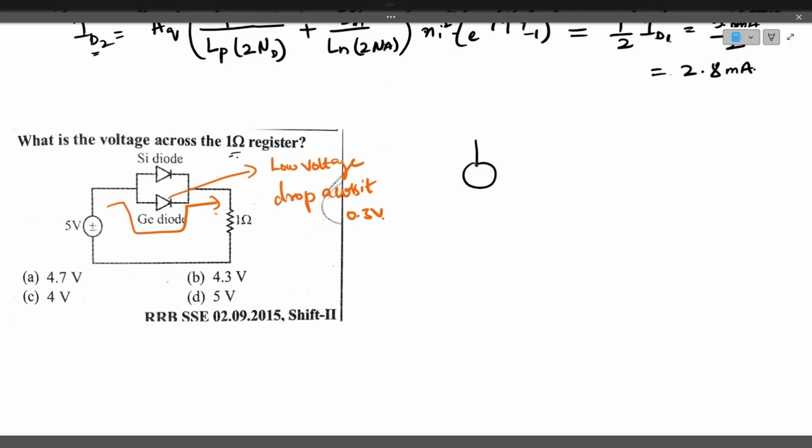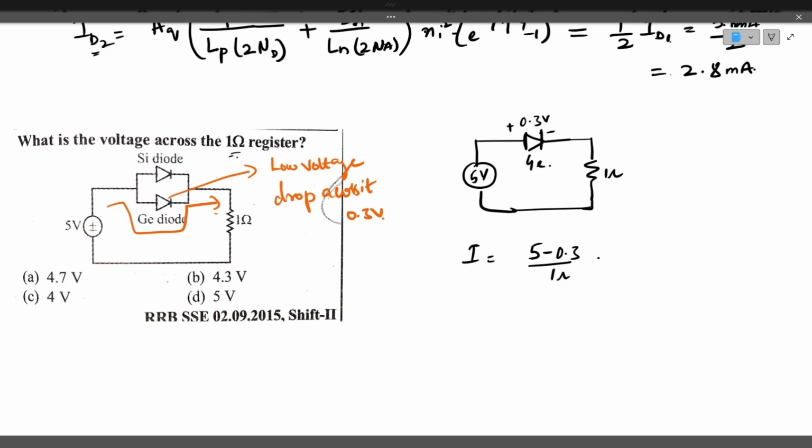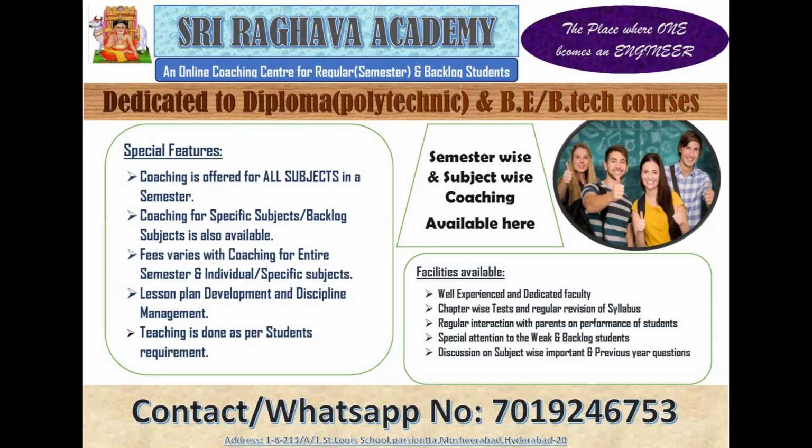So the current flows through the germanium diode, 5 volts, germanium diode 0.3 volts, 1 ohm. So the current I is equal to 5 minus 0.3 divided by 1 ohm, which is 4.3 amps. And what is the voltage drop across the 1 ohm resistor? That is nothing but 4.3 volts. Answer is option B.